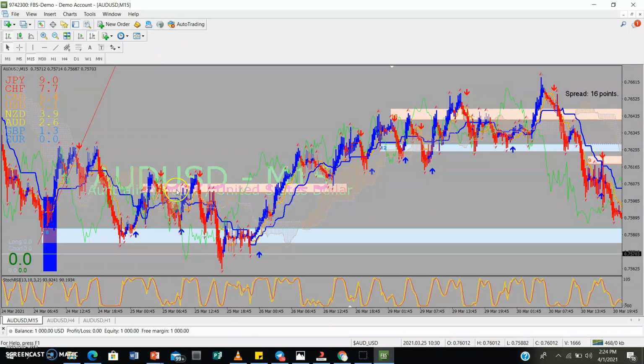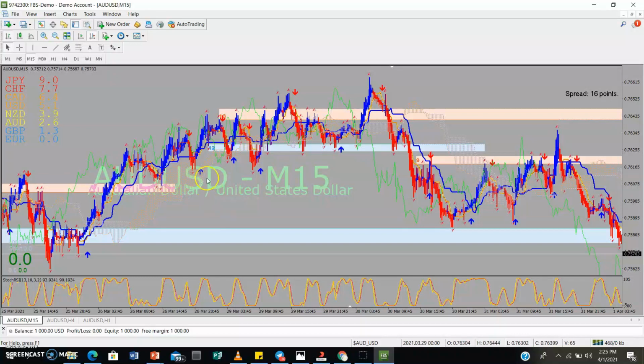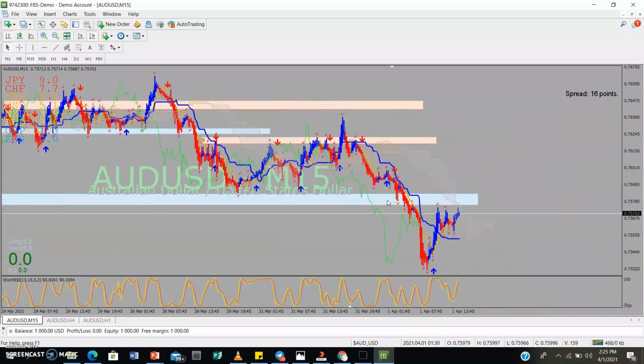You want it to be closer to the resistance level, and you wait for a red arrow to enter, and at the same time, don't forget your currency strength, right? At this point, with a nice buy setup, it went all the way up to somewhere here. This was the highest price level that it reached, right?